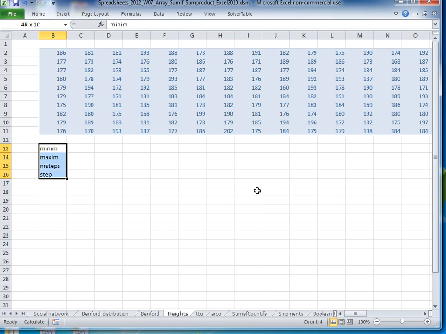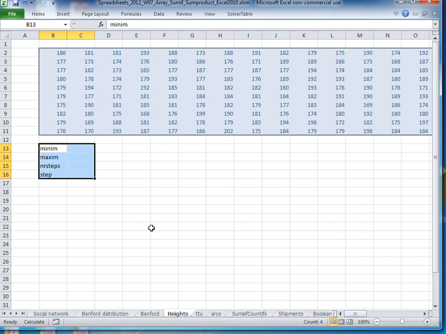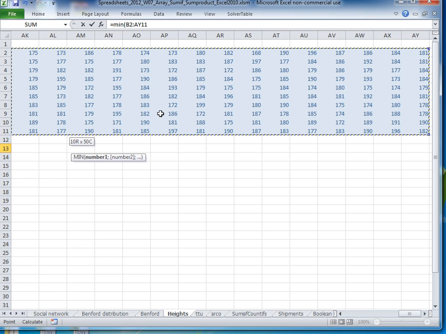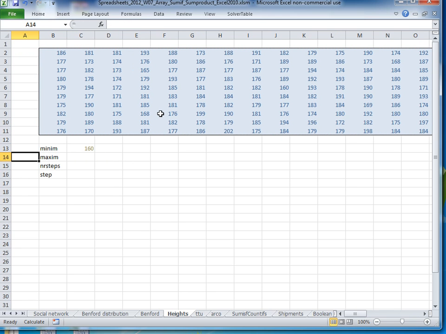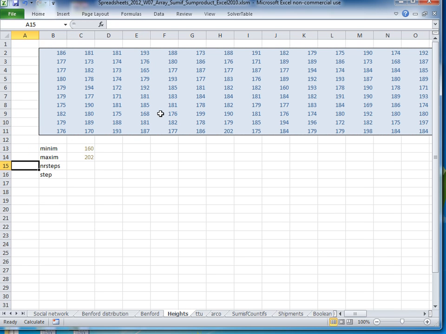Let's select all these 8 cells and let's give command formulas, create from selection, left column, and let's write down equals min, which calculates the minimum, and let's take this block here, equals min. So we see that the smallest height is 160 centimeters. Now let's calculate maximum with max, and we have 202 is the tallest person.